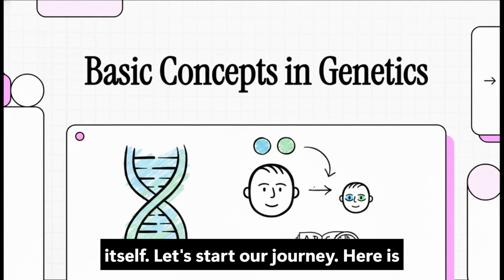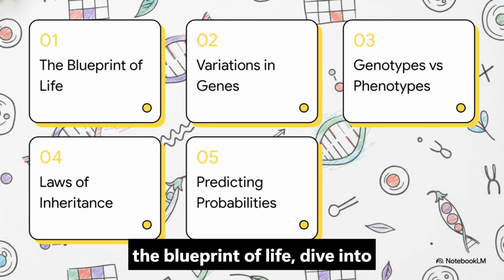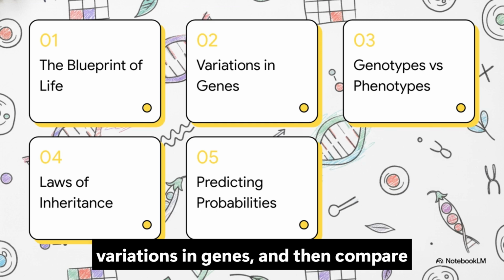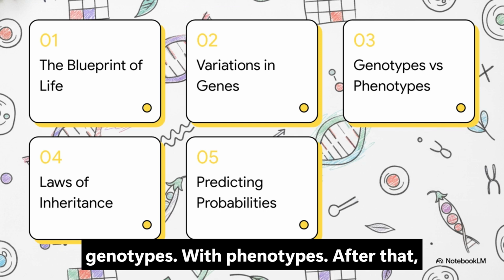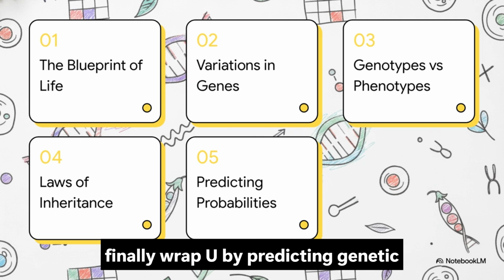Let's start our journey. Here is our roadmap for today. We'll start with the blueprint of life, dive into variations in genes, and then compare genotypes with phenotypes. After that, we'll cover the laws of inheritance and finally wrap up by predicting genetic probabilities.